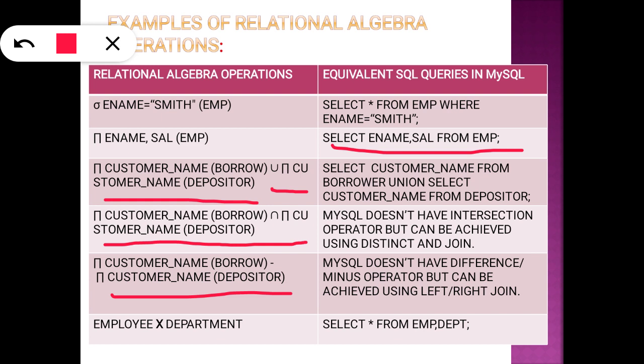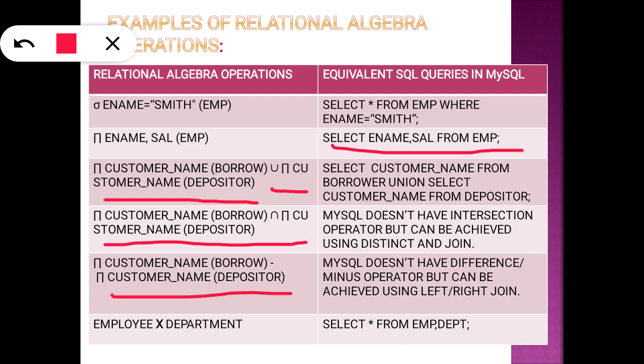Now the last operation, the cross join. Employee cross department means we are joining all the rows of both tables, which can be written in SQL of MySQL. How? Select star from EMP comma department. It will retrieve all the data from the employee and department tables after joining each and every row with each other.